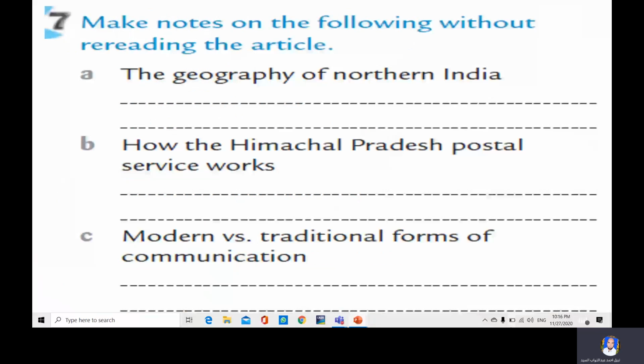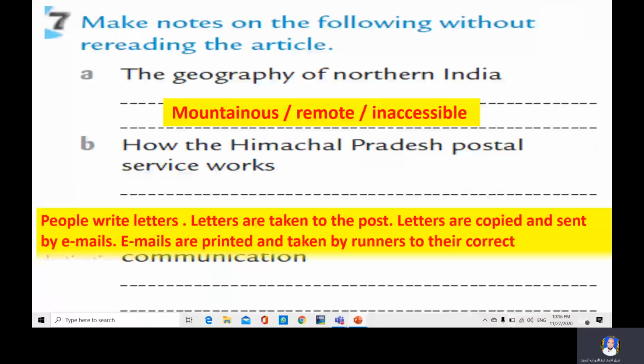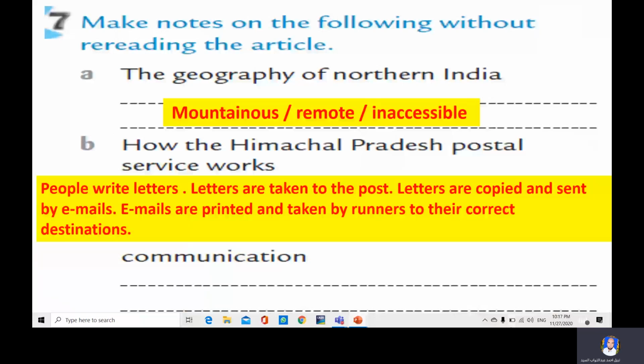Now, make notes on the following without rereading the article. You are going to write a short answer. The geography of northern India. What do you think of the geography of northern India? It's mountainous, it's remote, and it's inaccessible. How does the Himachal Pradesh Postal Service work? People write letters. Letters are taken to the post office. Letters are copied and sent by emails. Emails are printed and taken by runners to their correct destinations.